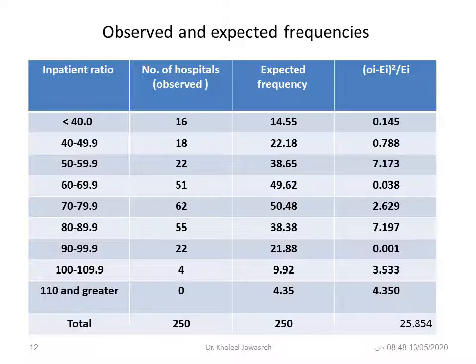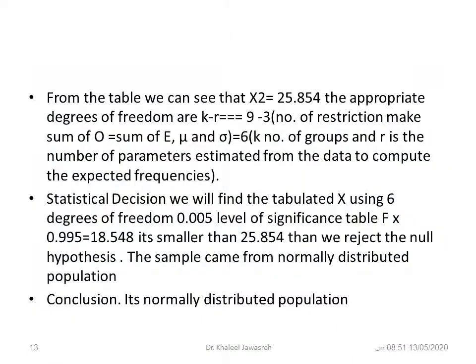And the summation of all those values will equal, as you see here, 25.854. This is the summation of (Oi minus Ei) squared over Ei. So the chi-square value is 25.854. This is the value to be compared with the tabulated chi-square value in order to make a decision on whether to reject or accept the null hypothesis.